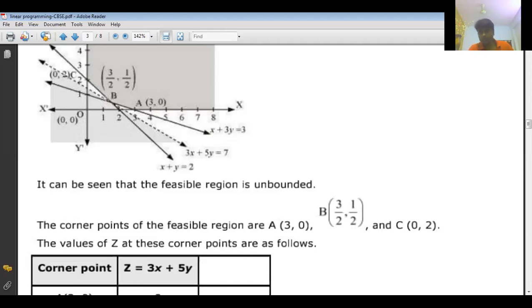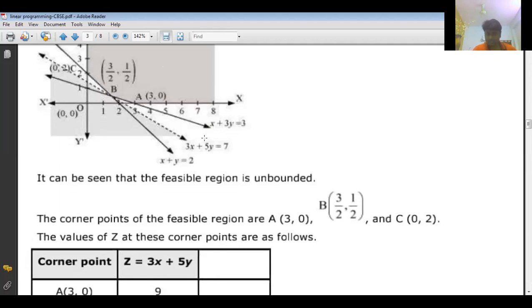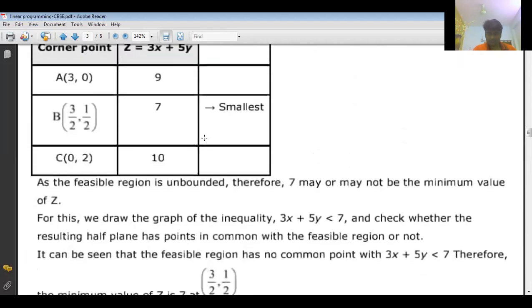For that, what will we take? That objective function 3x plus 5y less than 7 graph we will take. Less than 7, that's why I'm taking a dotted line. So that is 3x plus 5y less than 7. In this region, there will be no common point. So what can you say? See, feasible region is unbounded. Therefore, 7 may or may not be the minimum value of z. We should write like this only. We should not end up there.